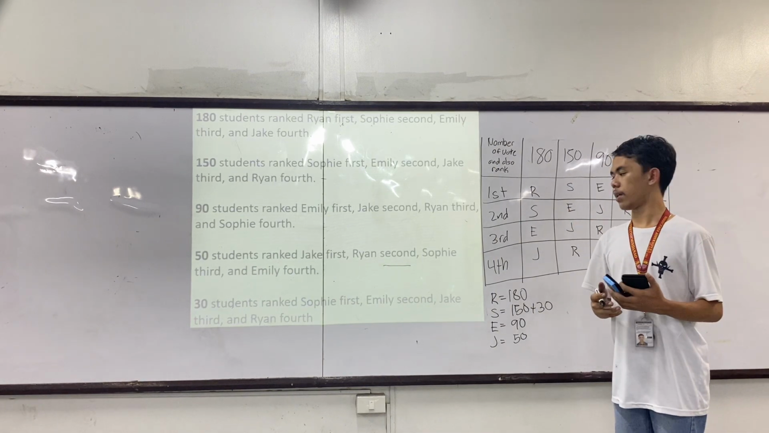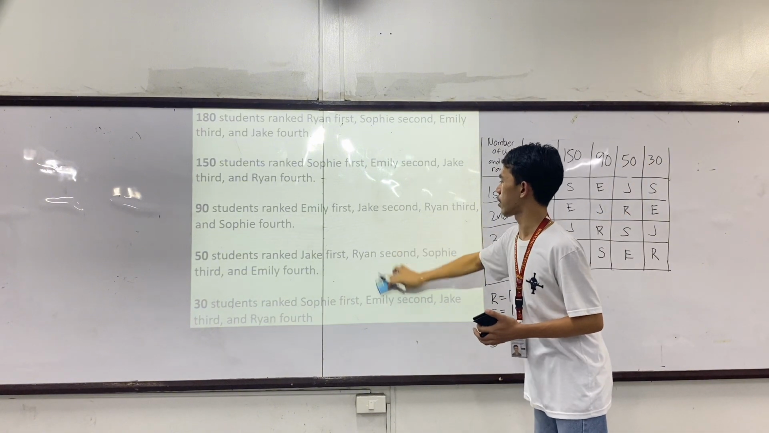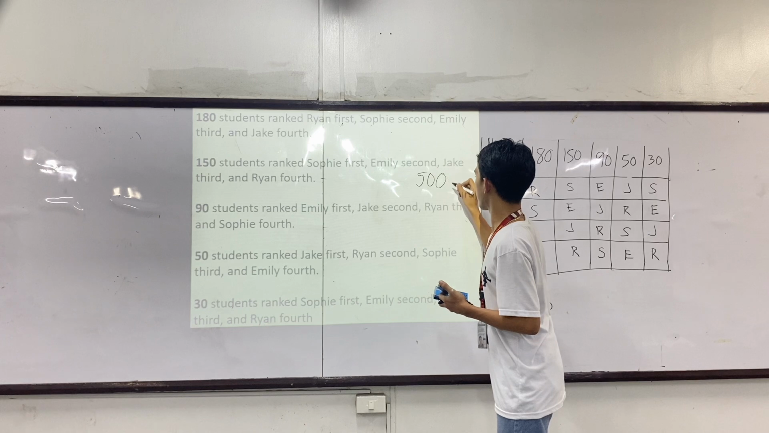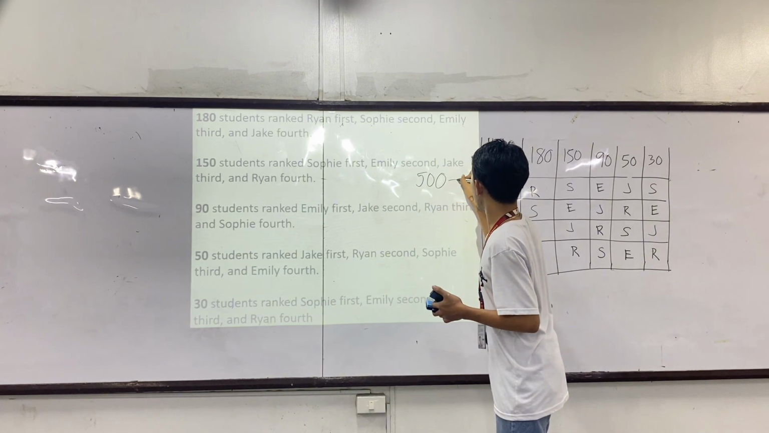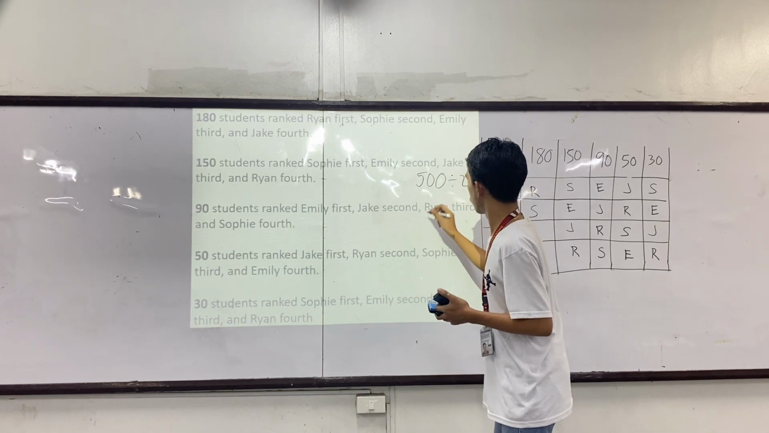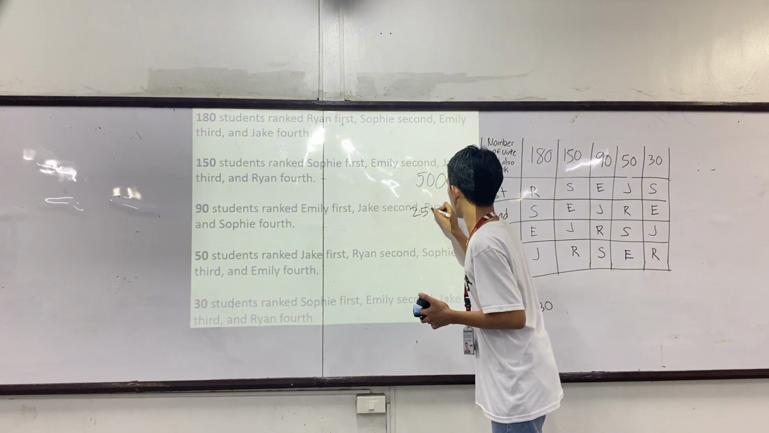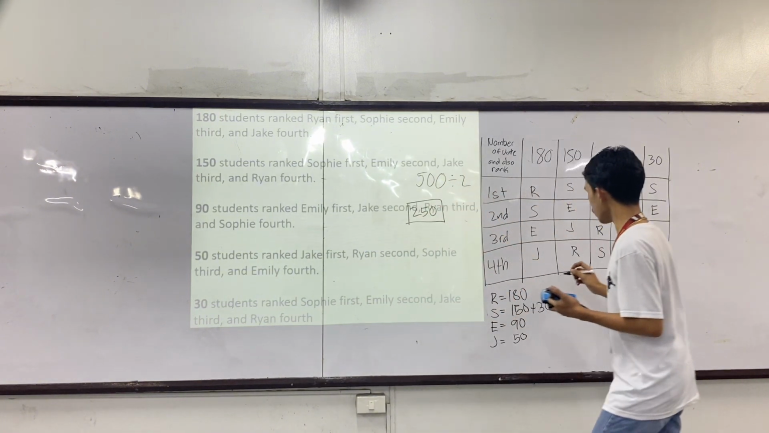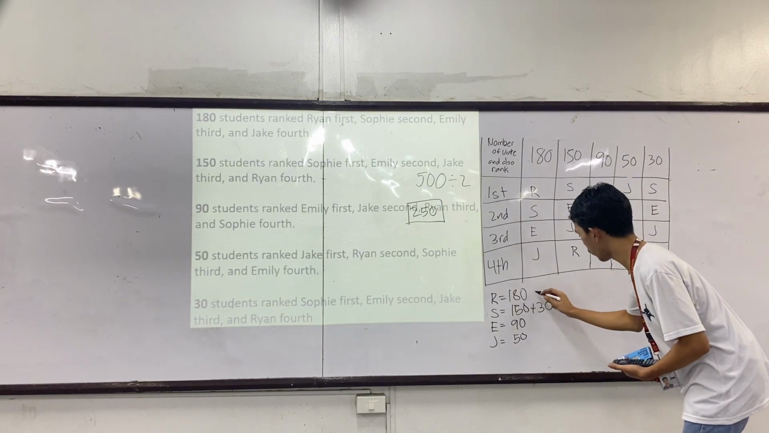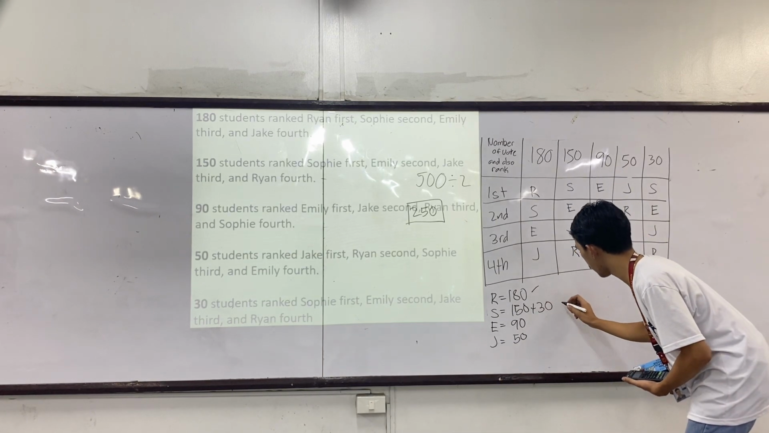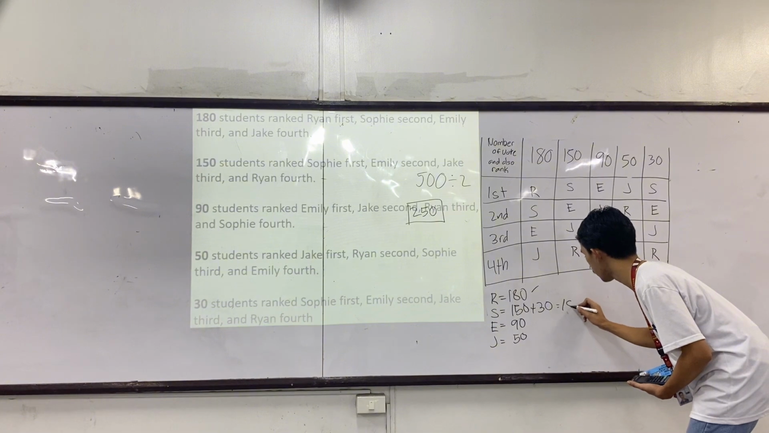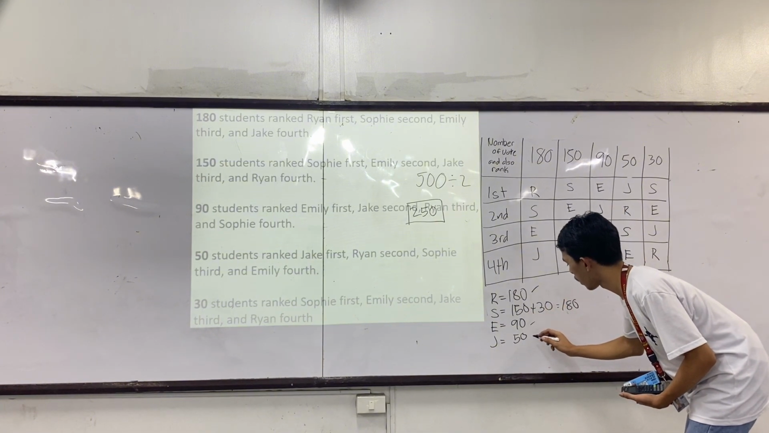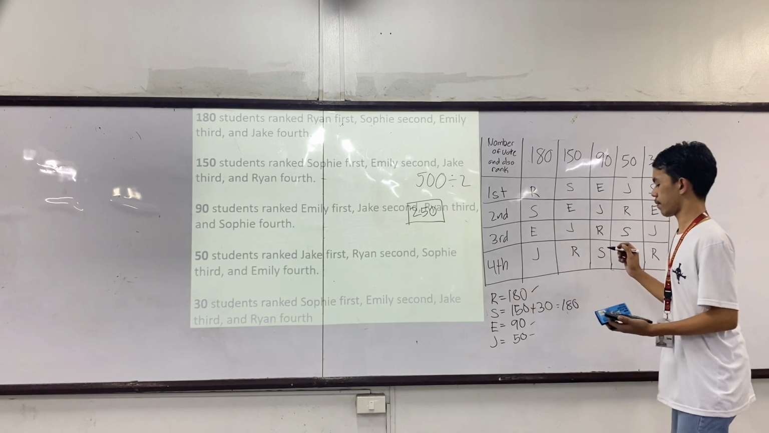To get the majority, we need to divide it into 2. So there's 500 students who participated in the election. So we divide it into 2. So there's 250, and the majority is 250. Ryan got 180. Emily got 90. And Jake got 50.